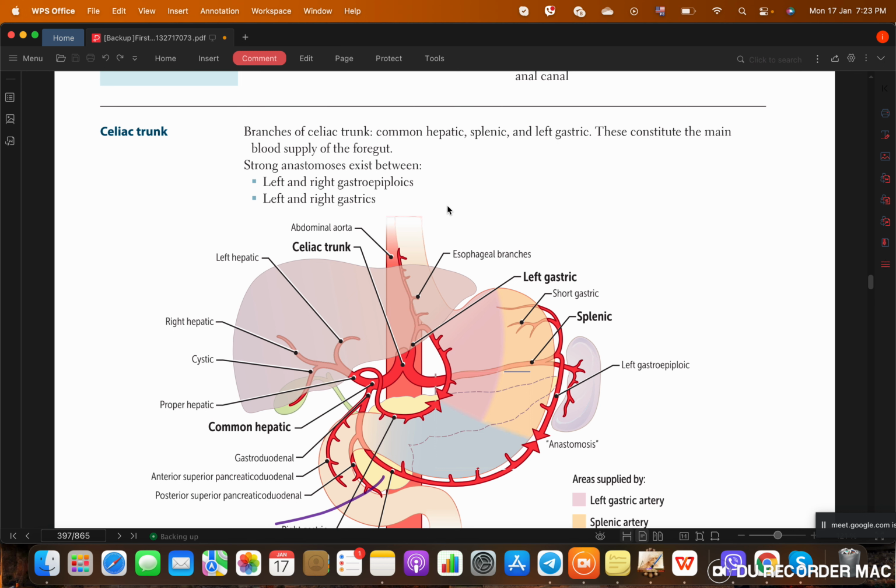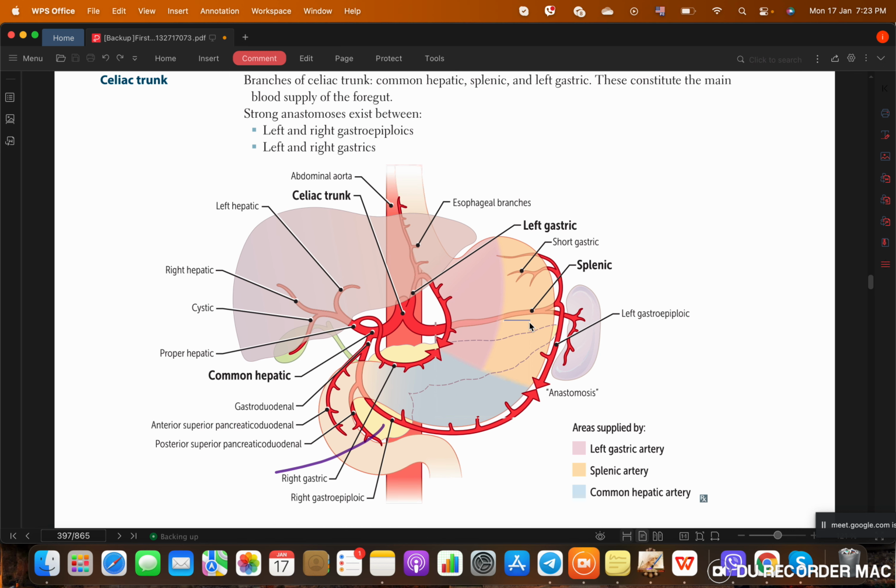Left and right gastroepiploic. So let's take a look at that. We have here the right gastroepiploic, which came from the gastroduodenal, which came from what? It came from the common hepatic. And we have the left gastroepiploic, which is coming from the splenic, and the splenic is coming from the celiac trunk. Basically, both of them are coming from the same structure, but from two different areas. Yeah?